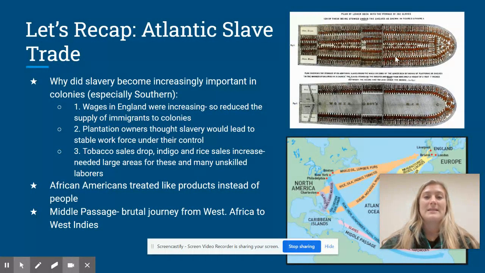Another reason why was that plantation owners thought that slavery would be a good way to have a stable workforce that they could control. Okay, so this is kind of the start to how colonists would treat African slaves as products that they controlled, or property that they controlled. We also see that indigo and rice sales start to increase and tobacco starts to decrease. These products needed large areas, and therefore colonists needed a large amount of workers to work in these areas in order to obtain the raw materials.